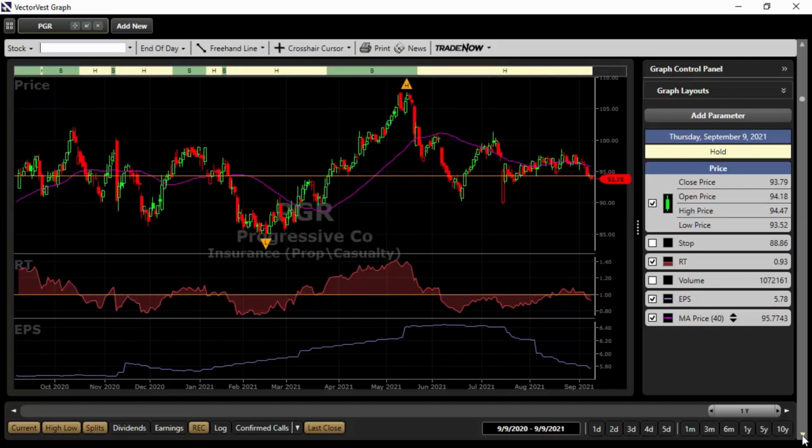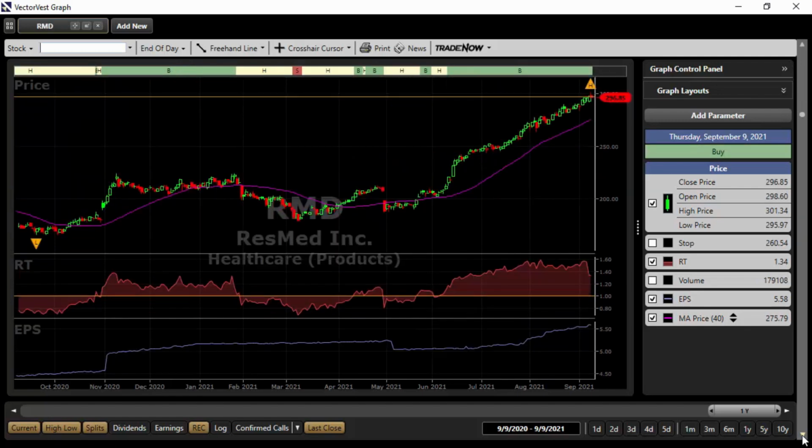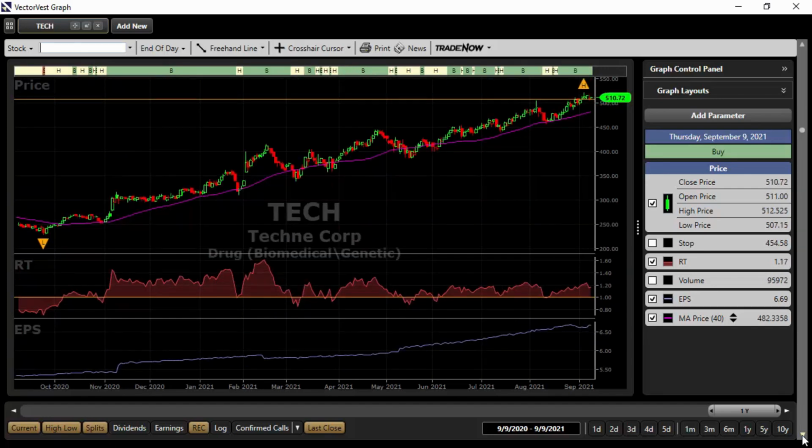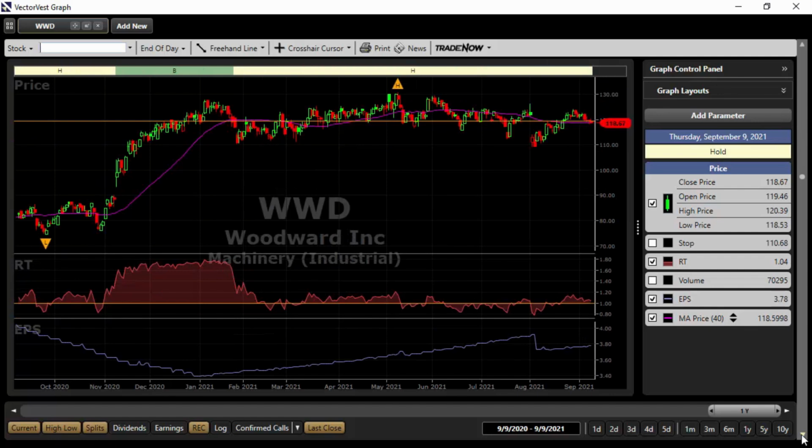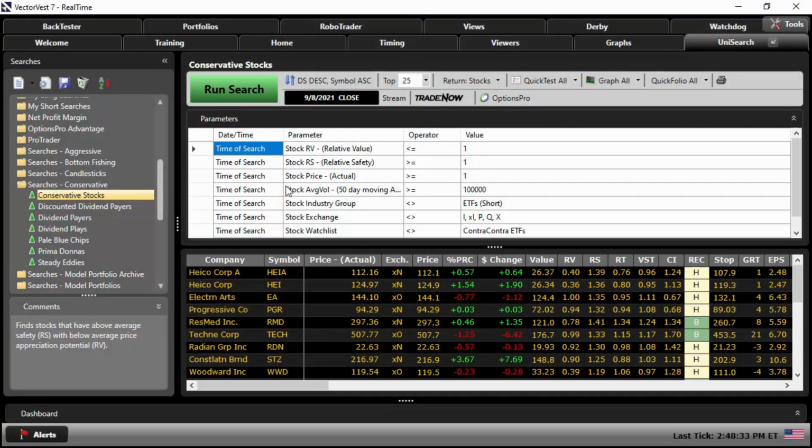Progressive, so insurance, RMD, tech, RDN, and these stocks, while they're not necessarily outperforming the market, they are paying a dividend to help supplement that additional income. Getting out of here, the honorable mention for the conservative plays would come from either Steady Eddies or Prima Donnas. Either one is a great potential for a conservative investor.